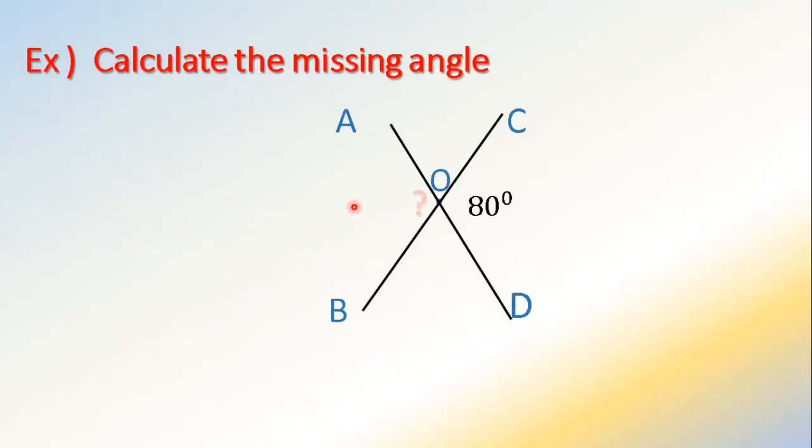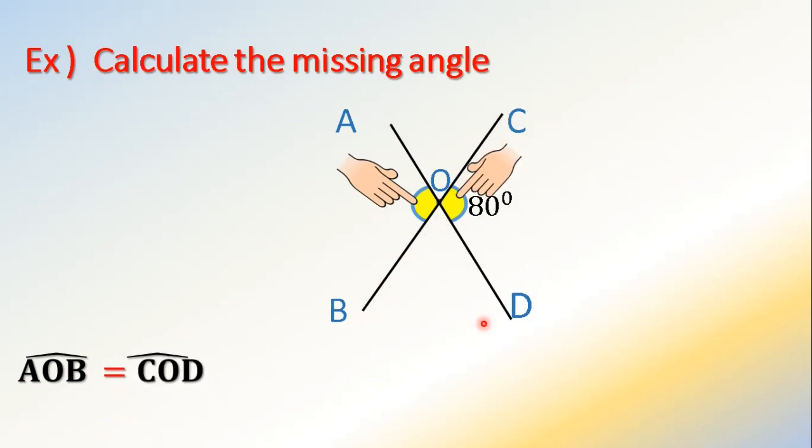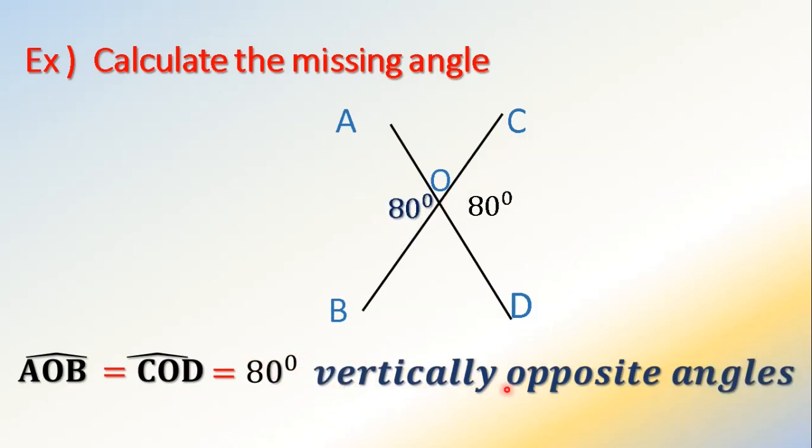Exercise 1. Calculate the missing angle. How can you find the measure of angle AOB? We know that angle COD and angle AOB are vertically opposite angles and they are equal. So angle AOB is equal to 80 degrees. Good. And how can you write that? Angle AOB is equal to angle COD equals 80 degrees, and the reason is vertically opposite angles, so angle AOB is equal to 80 degrees. Very good.